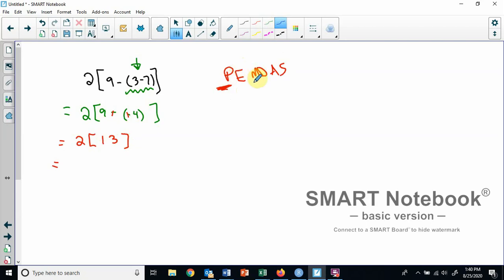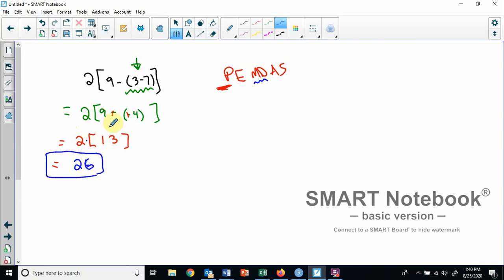There is no exponent, so now we're on to multiplications and divisions. And this is understood to be a multiplication because there's no operation there with the grouping symbol separating these two things. So 2 times 13 is 26, and I'm finished.